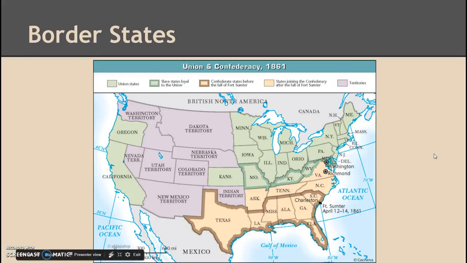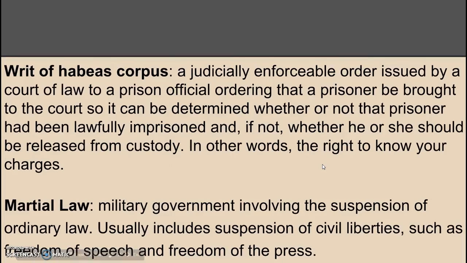So it was very important to keep them part of the Union, as well as it was key to keep Maryland part of the Union, because as you see there, Washington, D.C. sits right smack dab on the Potomac, Maryland on one side, Virginia on the other. You can't exactly have the nation's capital in the Confederacy.